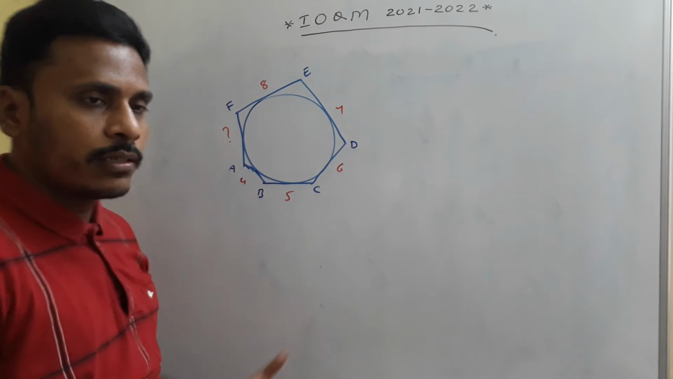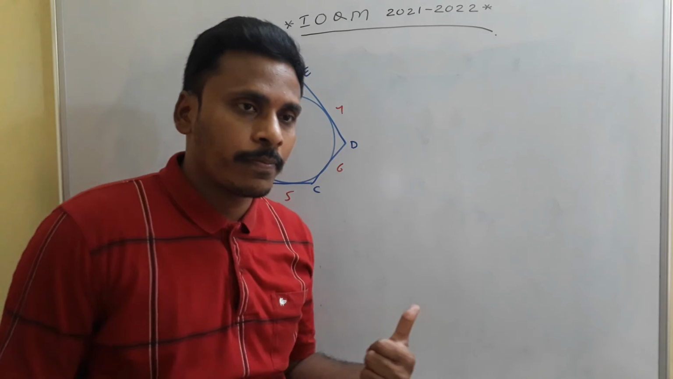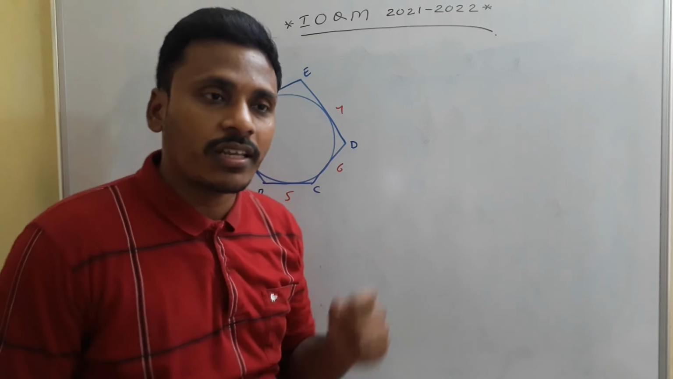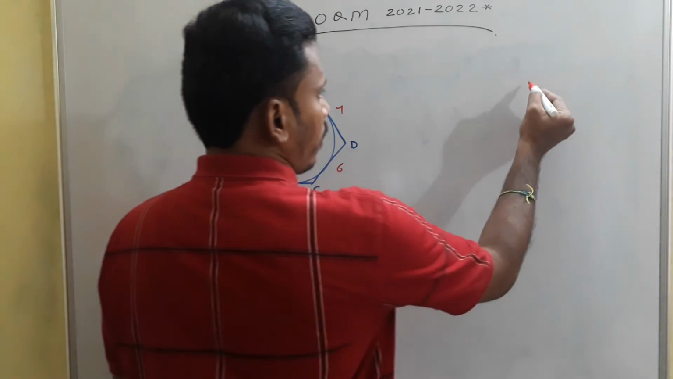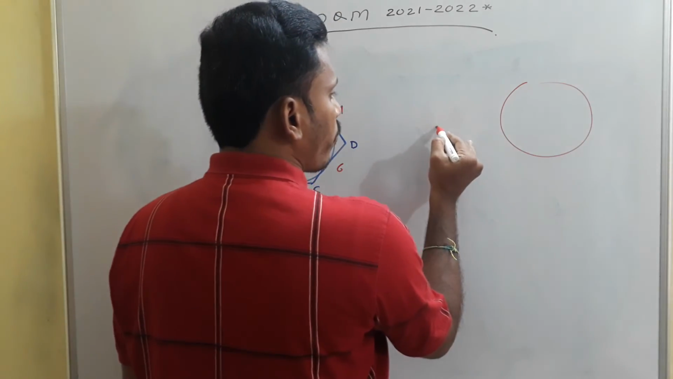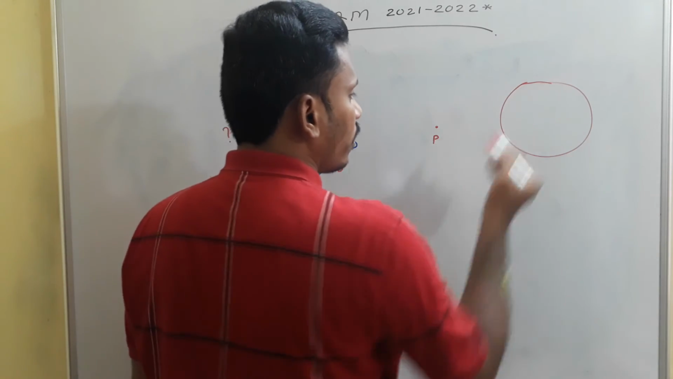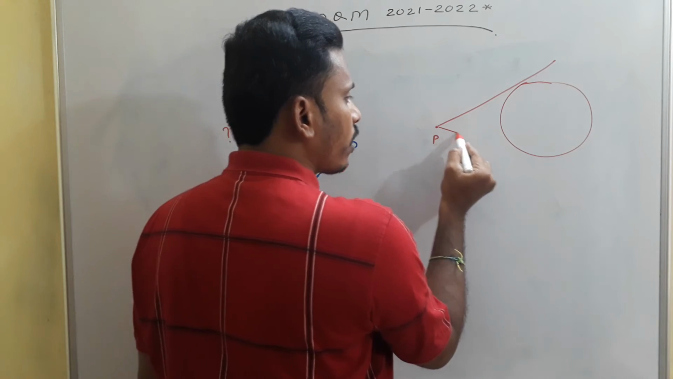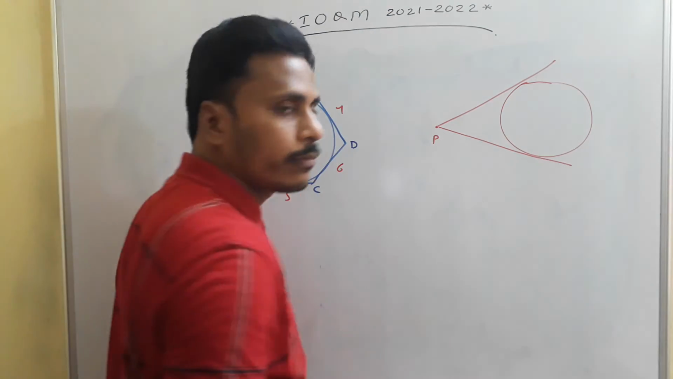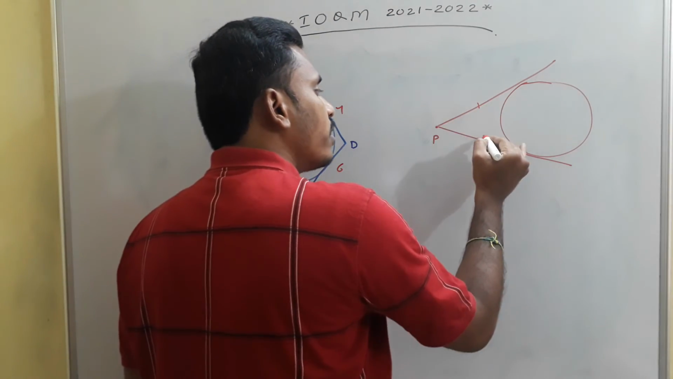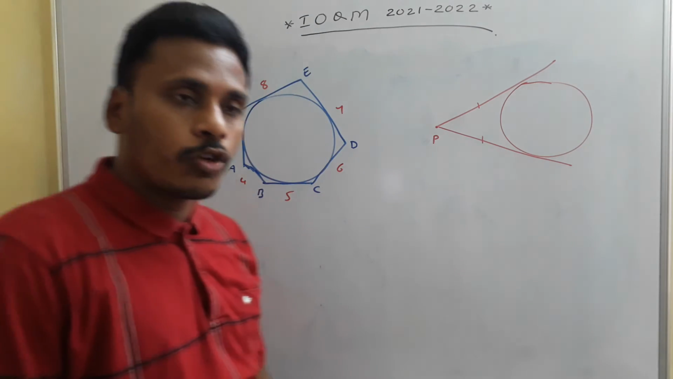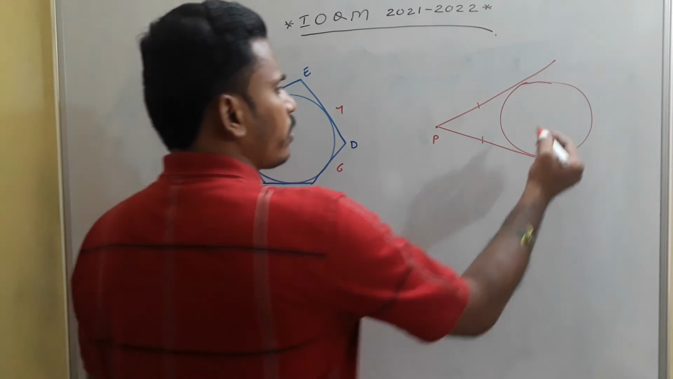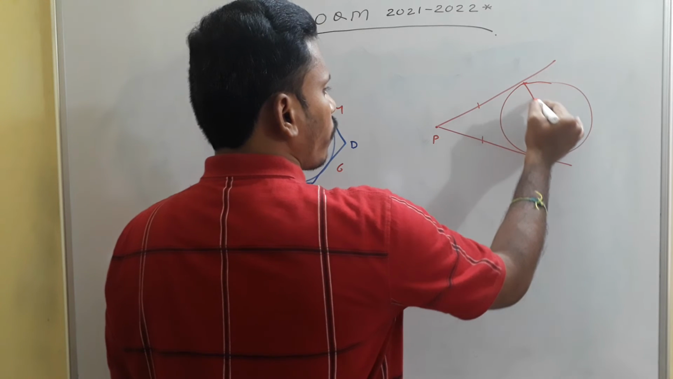See, here you need to use length of tangents to a circle from an external point. If you have a circle and if a point P is there outside the circle, and if you sketch 2 tangents for this circle from this outside point P, the lengths of these 2 tangents are equal. Very simple. We will prove this by using the concept of congruencies.